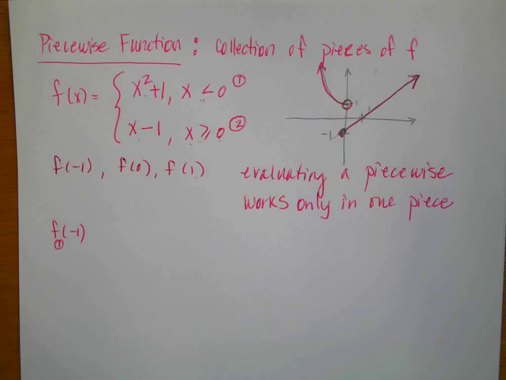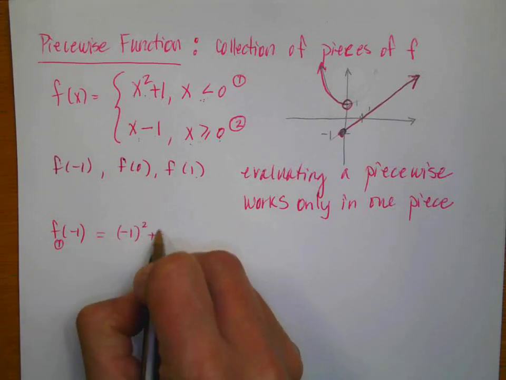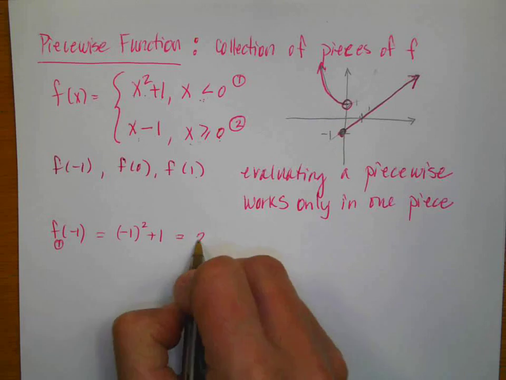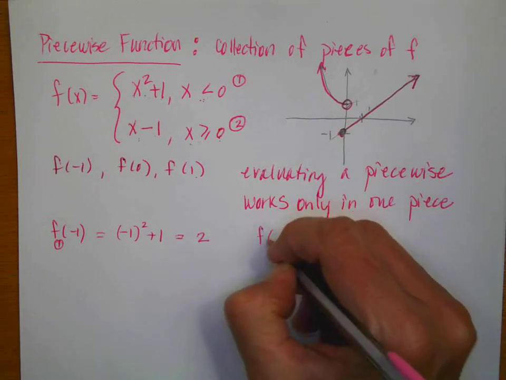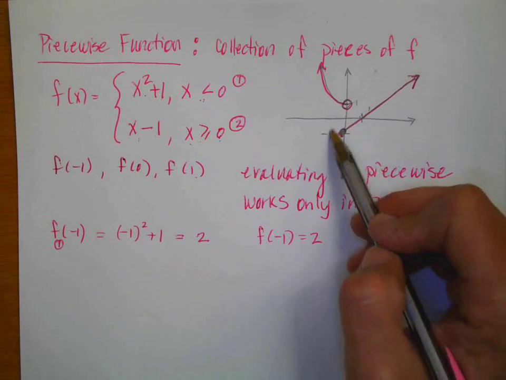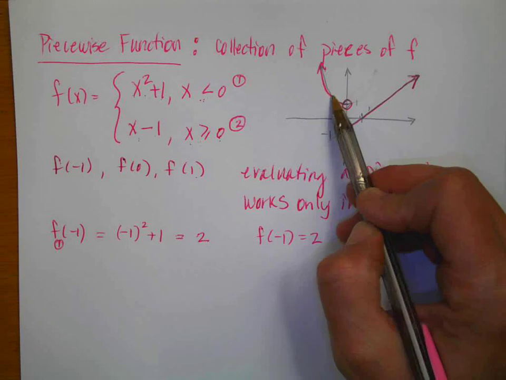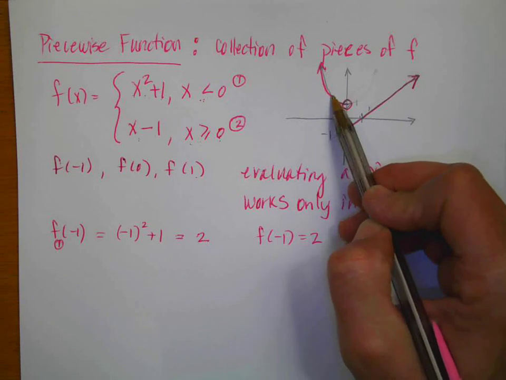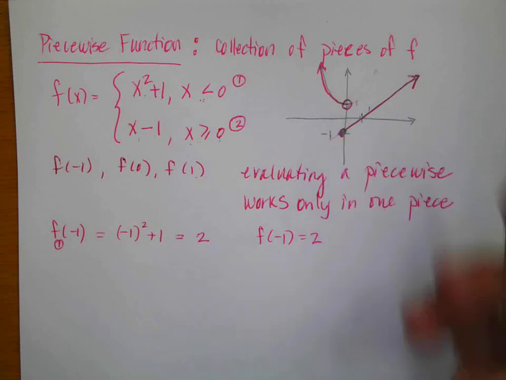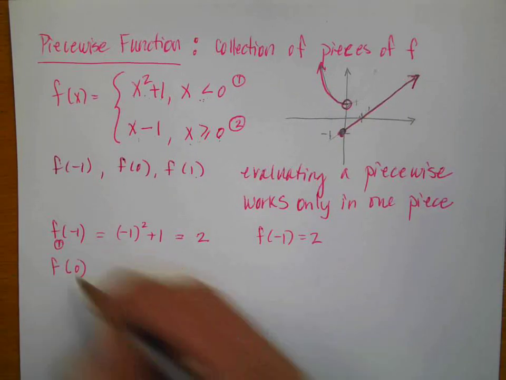So I'm going to put my little 1 down here so we know that we evaluated it in that first function. So then it's going to be -1 quantity squared plus 1, and this is going to be 2. So f of -1 is equal to 2. And if I did this from the graph, here's -1. f of -1 is going to be somewhere up there, which could probably be about a 2. Kind of a crappy graph.